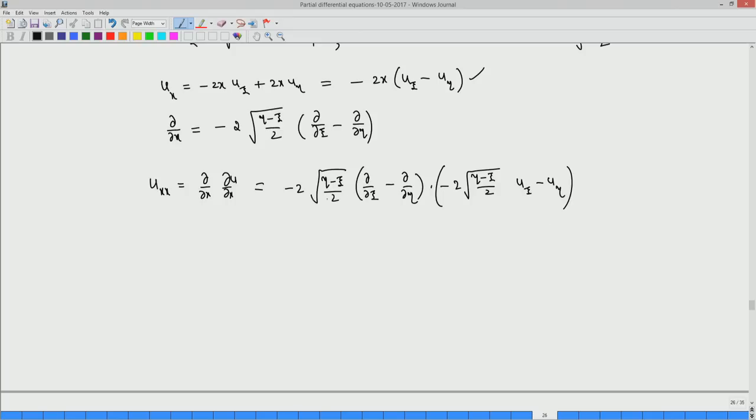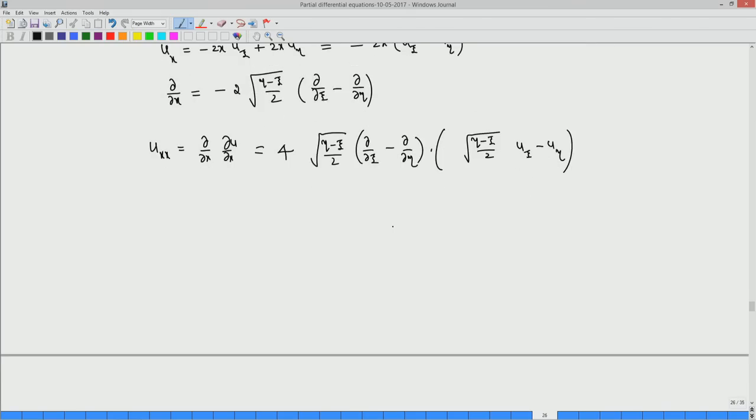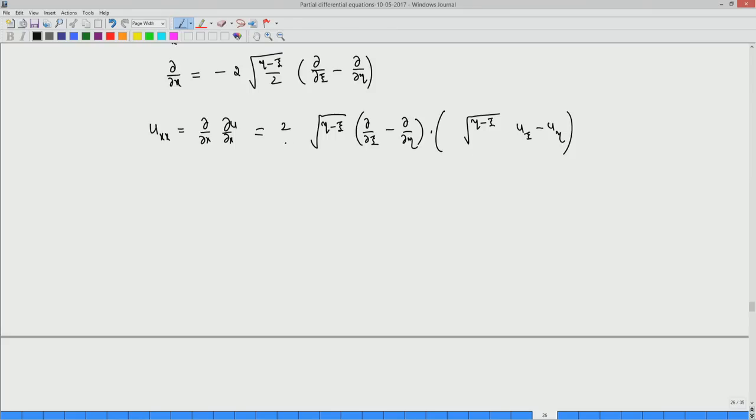Okay. You take this minus and minus, that is going to be plus, and the 2 you can write here as 4. And this 2 also you can cancel and write finally 2. So, root 2 into root 2 is 2, 1 by 2 into 4 is 2. So, this you can write as the square root of eta minus xi into this, and similarly here eta minus xi under root.